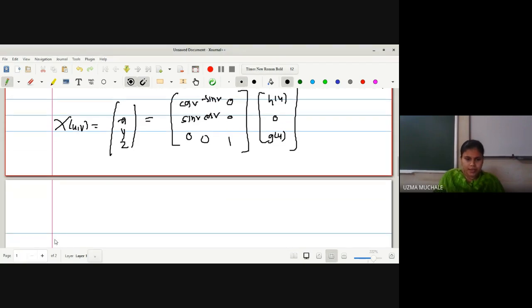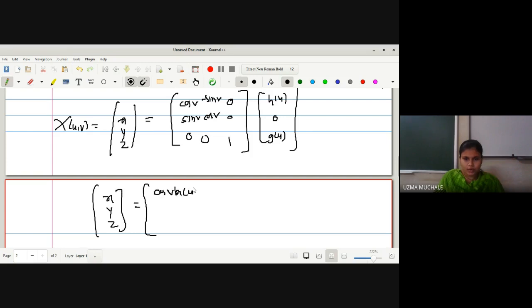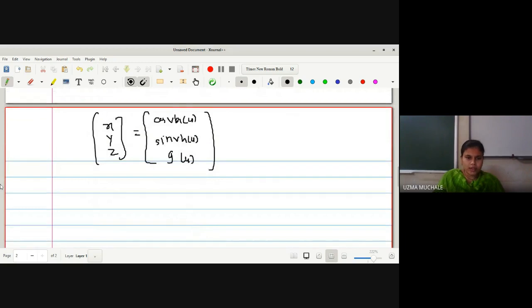So now just we have to multiply the matrices and then we can find out the values of x, y and z. So just doing a multiplication as 3 cross 1 matrix you are going to get cos v h of u, and then we have next term sin v h of u. Then again it will be 0 multiplied by 0. And then last term we remain with g of u. In this way we have found the value of x, y, z is equal to cos v. Now what is the value of h of u? It is nothing but your x coordinate. So you can write down with the same thing.